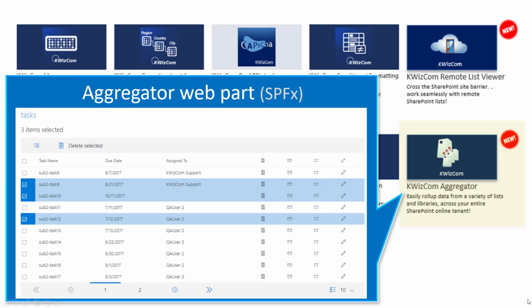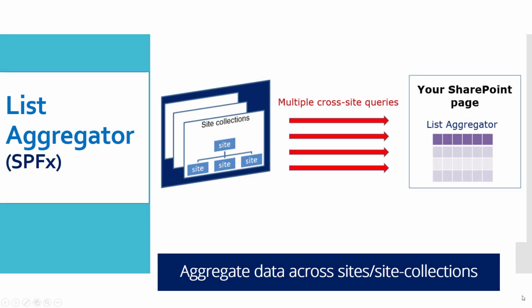The List Aggregator web part is an app for SharePoint Online based on the new SharePoint framework. What it does is simply aggregate or roll up data from multiple sites and multiple site collections. So if, for example, you have multiple project sites with tasks and milestones and risks and so on, and you wish to display all the upcoming milestones or all the tasks assigned to me, you can easily do that with the List Aggregator.